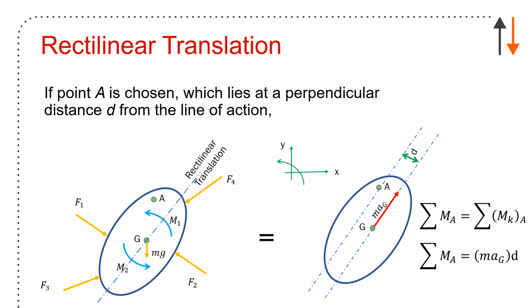So even though you have rectilinear translation, as long as you're off the center of mass, and you have all of these motions over here, even if you have rectilinear translation, as soon as you go off the center of mass, you have a moment.